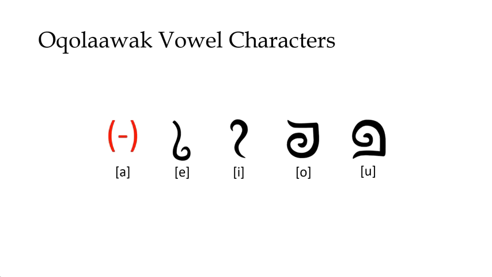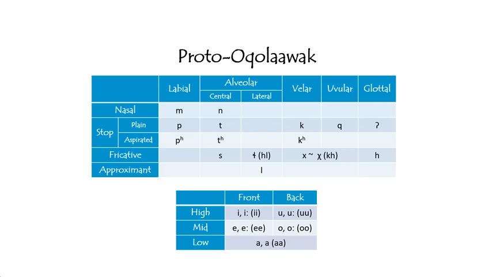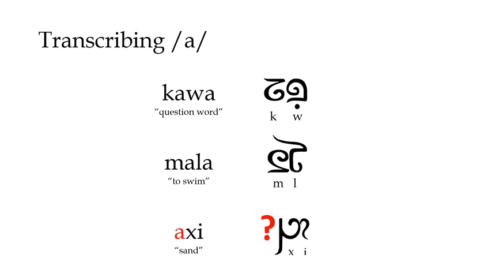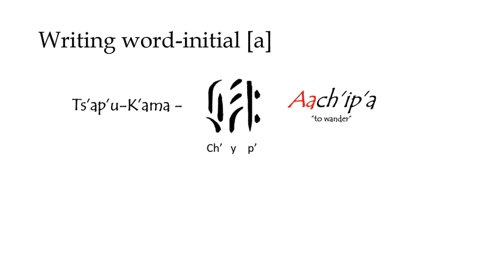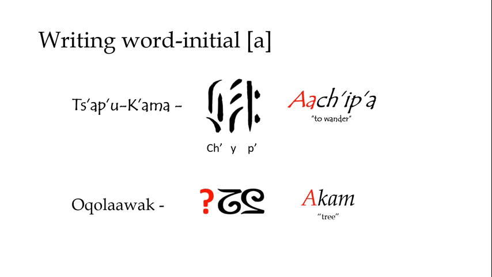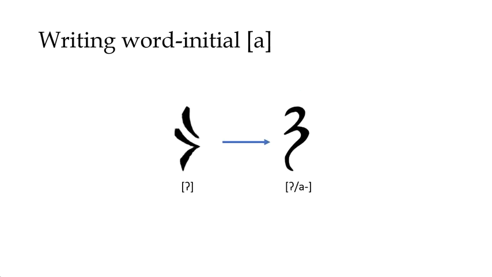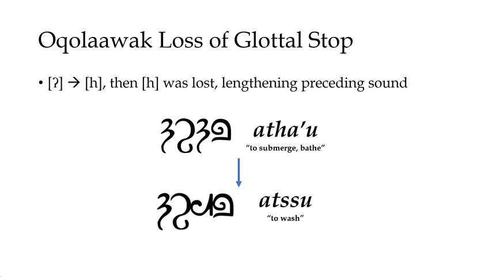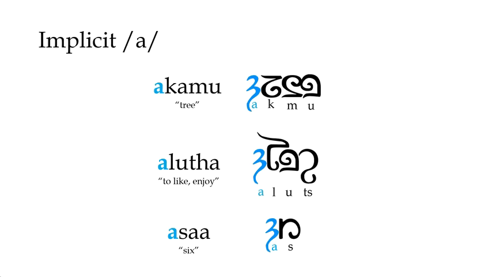However, they still kept the character for the A vowel implicit, as was done in Tsapukama, which they could afford to do because Proto-Oqolaawak was also exclusively CV. The only exception to this is if the word begins with an A. Tsapukama simply didn't bother writing an initial A, but the Oqolaaw felt this was necessary to transcribe, so they used the character for the glottal stop, which in Proto-Oqolaawak wasn't phonemic word initially, and later on in history it was lost entirely. So this character represents A, but only at the beginning of words. Everywhere else, A is unwritten.